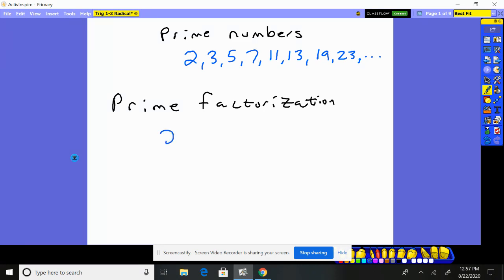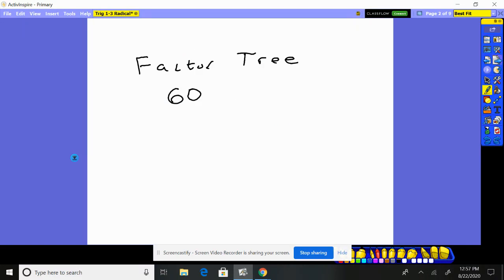So let's say you take the number 20. 20 is nothing but a prime number of 2 times a prime number of 2 times a prime number of 5. Okay? If you took 50, 50 is nothing but a 2 times 5 times 5. So every number can be broken down to just the multiplication of prime numbers. Now, the way we try to do that is we use what you probably used in elementary school, what we call a factor tree.